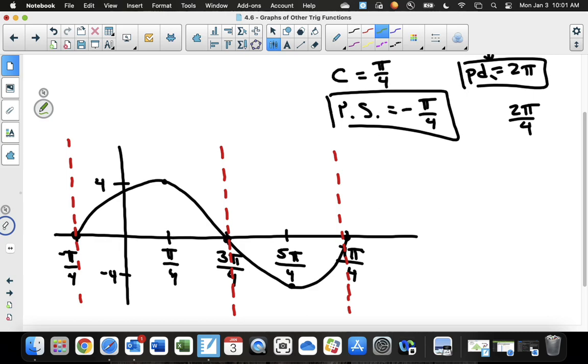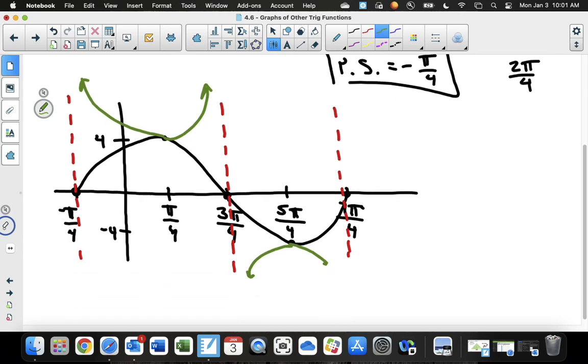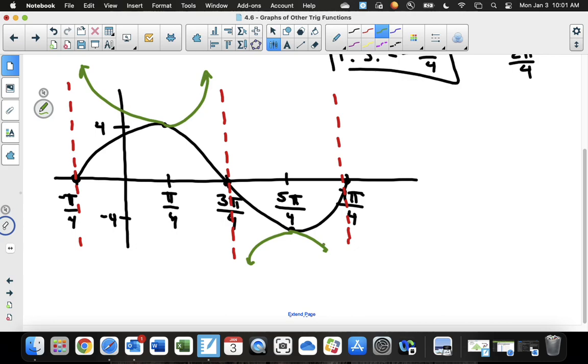In between these two asymptotes, there's kind of the parabola that you'll see there, and in between the next two asymptotes, there's the parabola that you would see there. And again, it would just keep going. Okay.